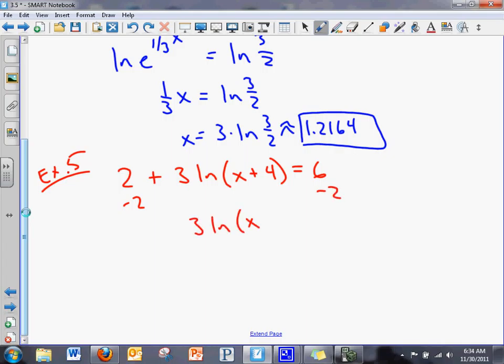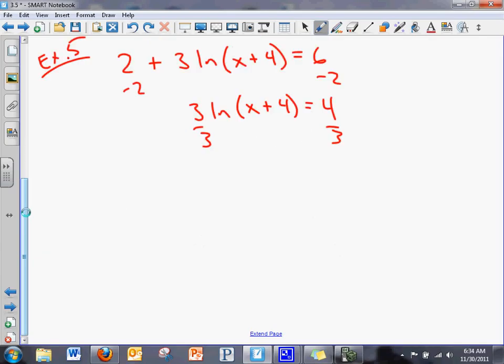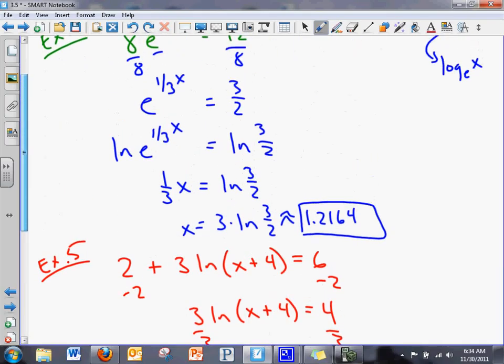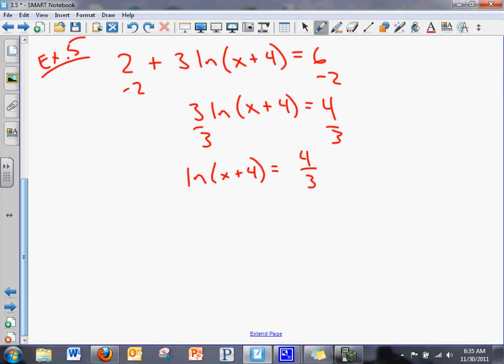So natural log of x plus 4 is equal to 4. Divide by 3, divide by 3. Alright, so natural log of x plus 4 is equal to 4/3. Alright, so we're going to do the opposite of what we did last time. So if I have natural log of something and I want to get rid of it to get to my x, here you see I had an e, so I took the natural log. Here's the other way around. If I have a natural log, I'm going to raise it to the e to get rid of it.